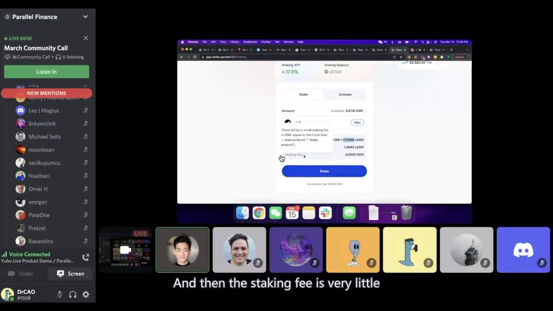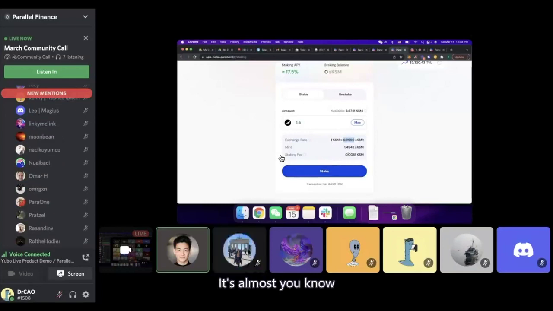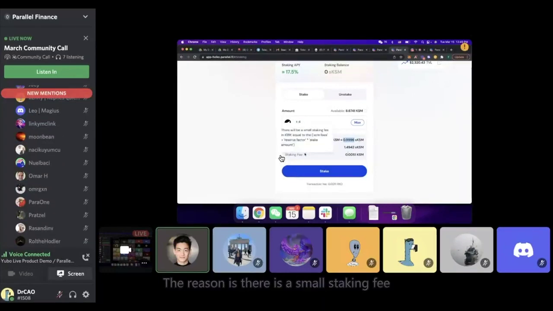And then the staking fee is very little, almost less than basis point levels. The reason there is a small staking fee: first, because of the XCM, there is a fee that we have to pay from the protocol level. The other one is a reserve factor.